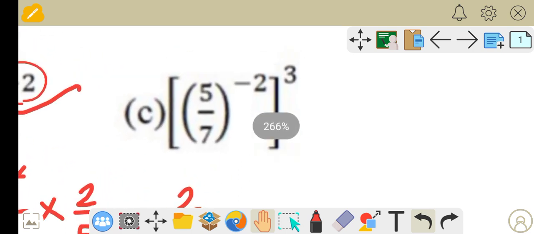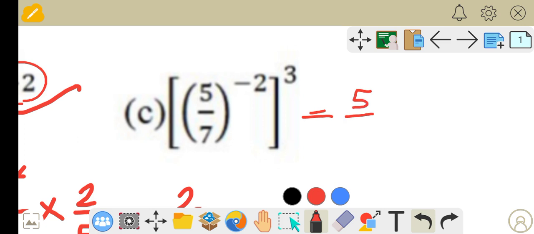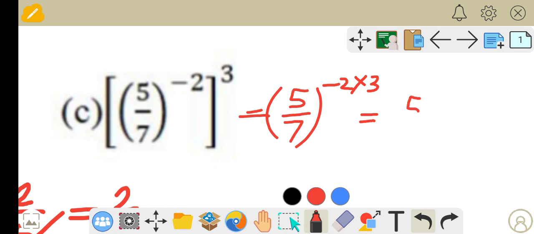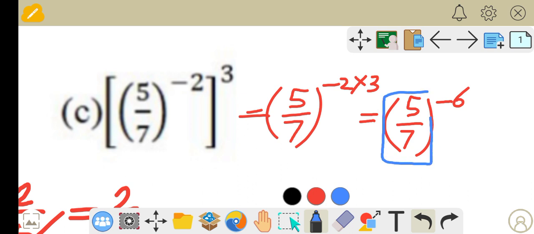there is a number 3 in the form of an exponent of an exponent. So both exponents should be multiplied. So 5 by 7 with the exponent minus 2 into 3. So in reality, this is 5 by 7 to the power minus 6. Now we can decide that 5 by 7 is the base and minus 6 is the exponent.